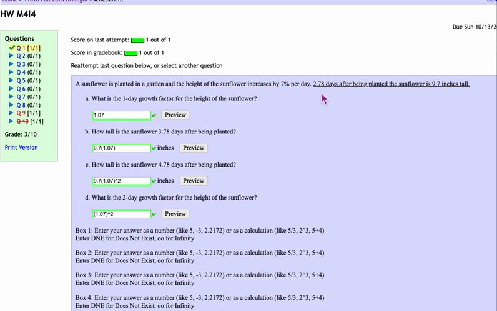Okay, so let me go over that one more time. From 2.78 to 3.78 is a 1-day growth factor. So I can just use 1.07. I don't necessarily need the formula. If it's an exact jump of 1 day, it will always go up by 7%. So I think that's what they wanted us to do there.